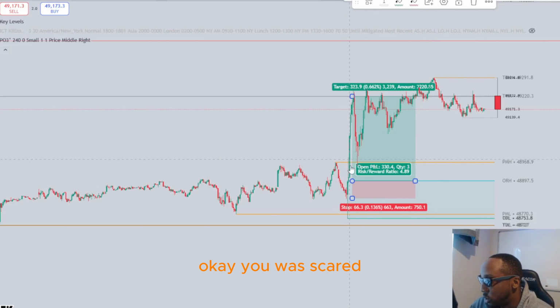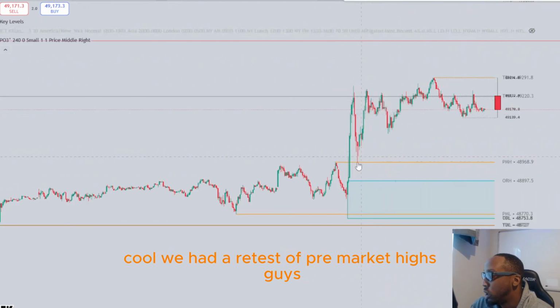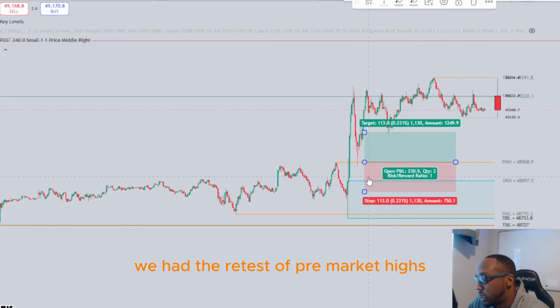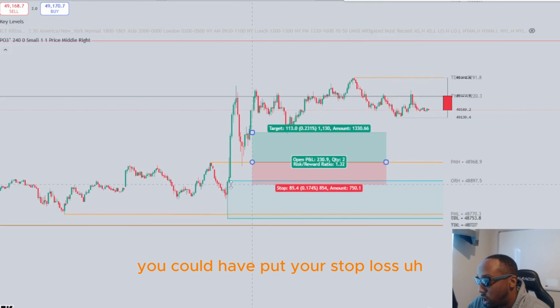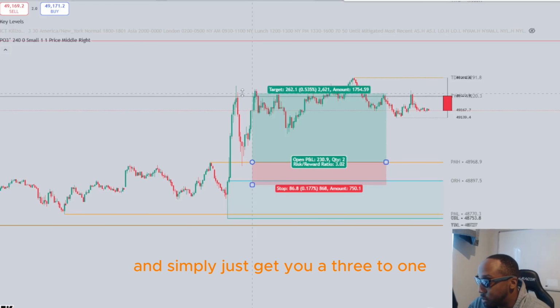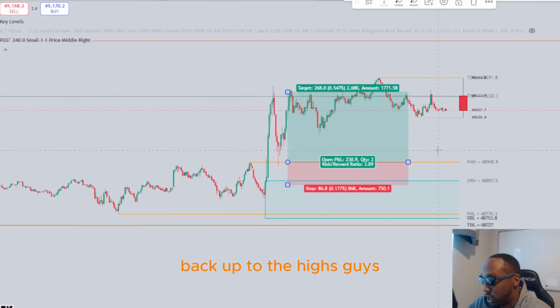Okay, if you were scared, you missed out on this trade. Cool. We had a retest of pre-market highs, guys. We had the retest of pre-market highs. You could have put your stop loss right here below this candlestick, and simply get yourself a 3 to 1 back up to the highs, guys.